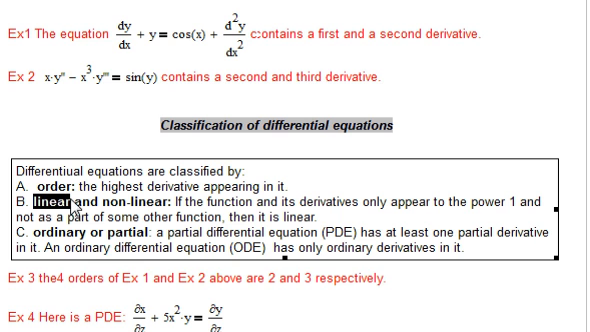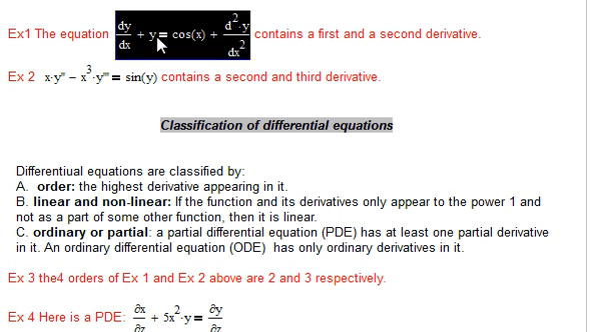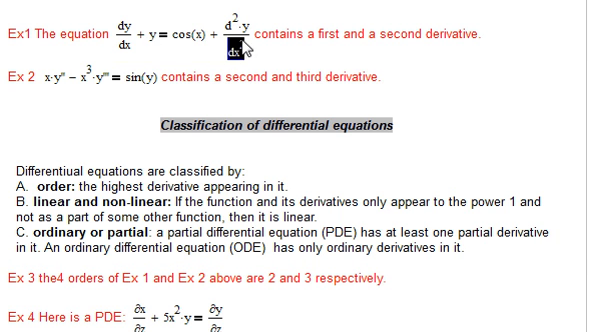They're classified as linear and nonlinear. An equation is linear if the function and its derivatives only appear to the power 1 and not as part of some other function. So look, the function to the power 1, the second derivative to the power 1, this one is linear. Look at this one with sine of y: the y appears as part of some other function, so it's nonlinear.